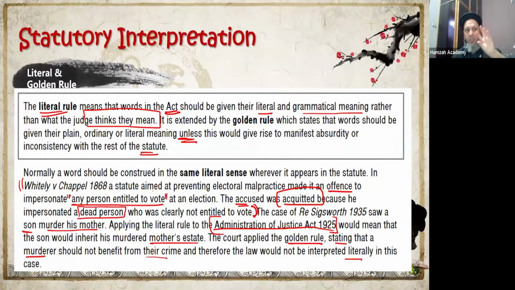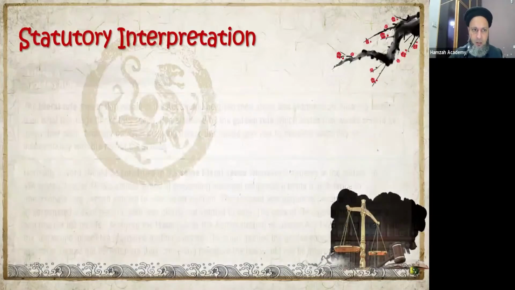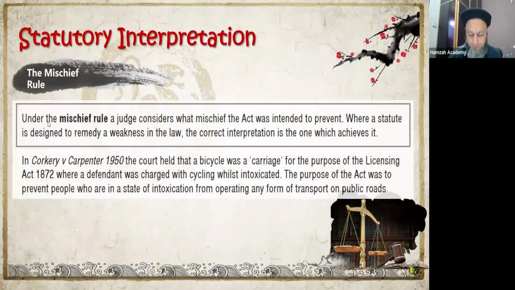So you see, the interpretation changed from the literal rule to the golden rule to give a better result for the judges. Number two is the mischief rule and the purposive approach. Under the mischief rule, a judge considered, a minute please.